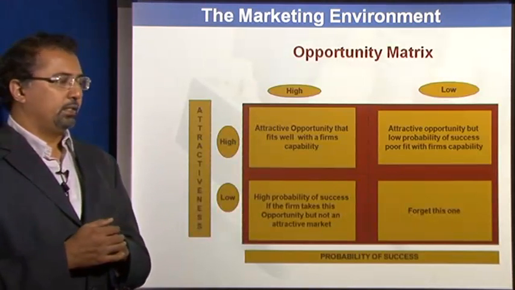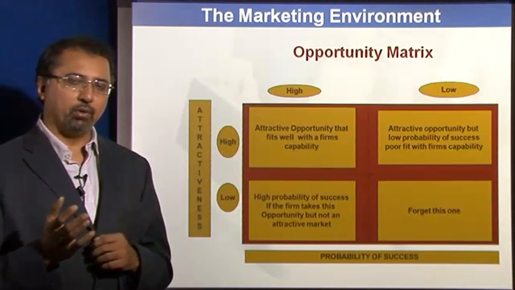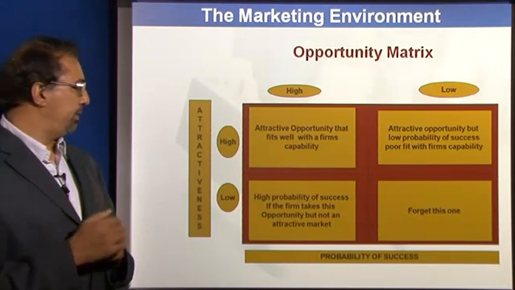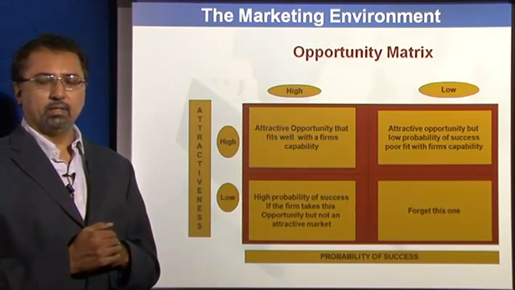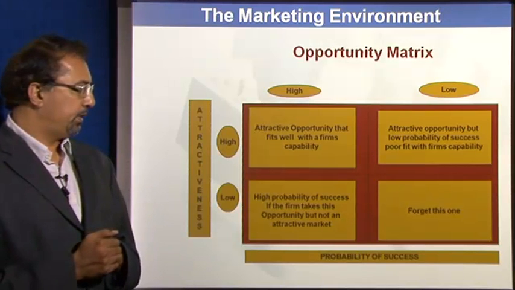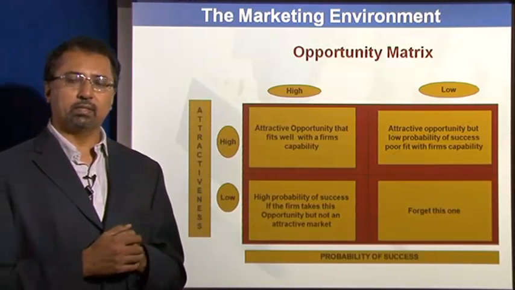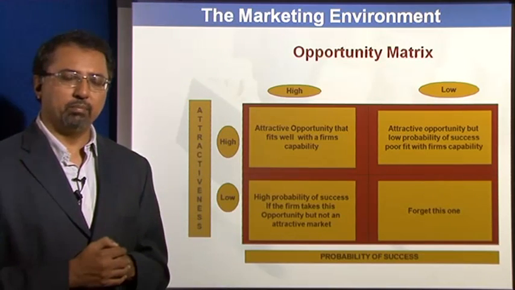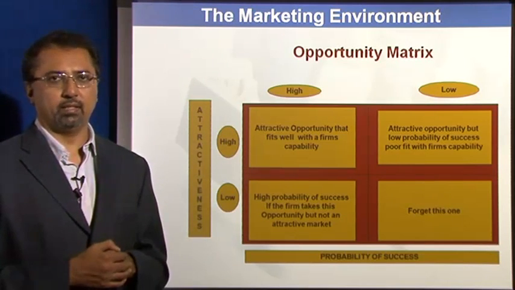So, if you look at it from a pure opportunity kind of a matrix, on the one side you have a parameter like the attractiveness of an opportunity, and the other side is the probability of success. Now, for many firms, there are many opportunities which look very attractive.